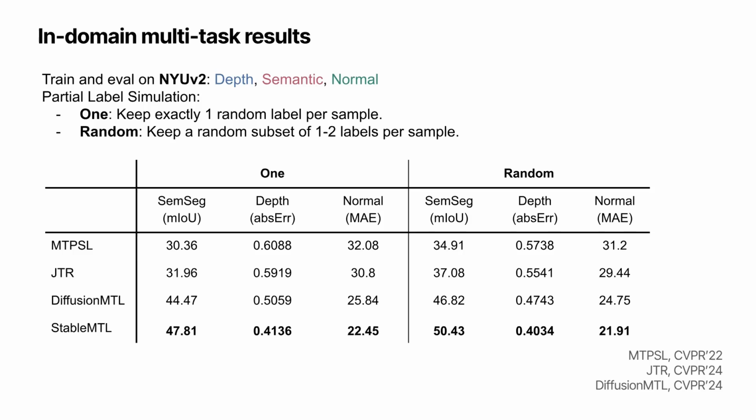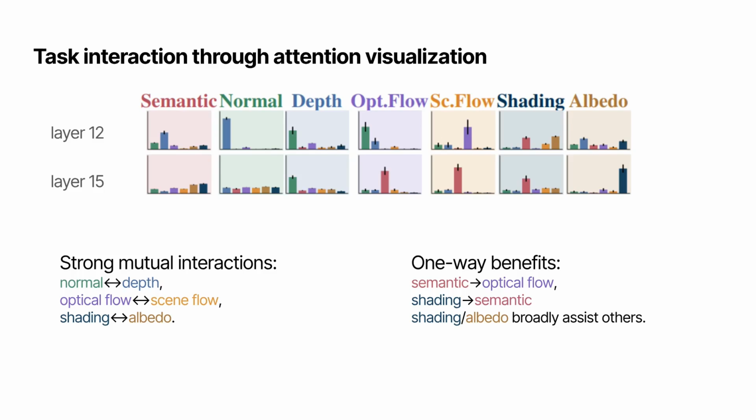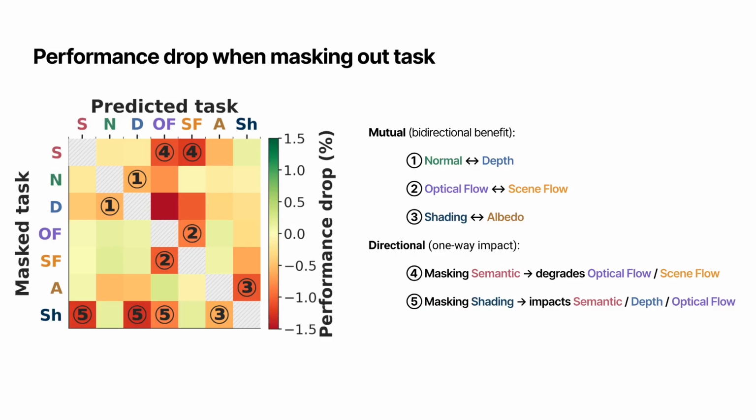We visualize task interactions through attention to understand how tasks benefit each other. The attention matrix shows interaction magnitudes across layers. Strong mutual interactions appear between normal and depth, optical flow and scene flow, and shading and albedo. One-way benefits include semantic to optical flow and shading to semantic. This is confirmed further by task masking. Removing a task causes a performance drop in dependent tasks, consistent with the attention visualization.